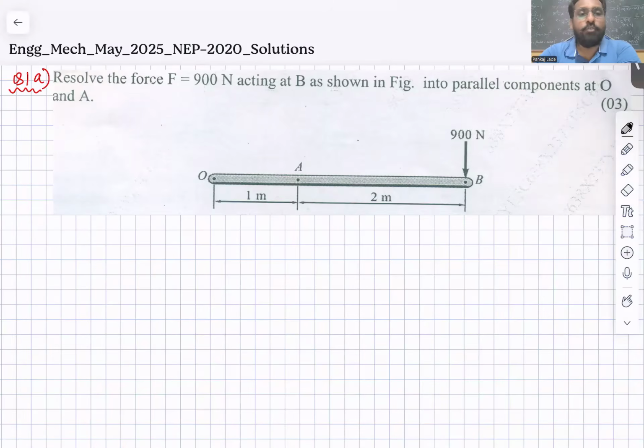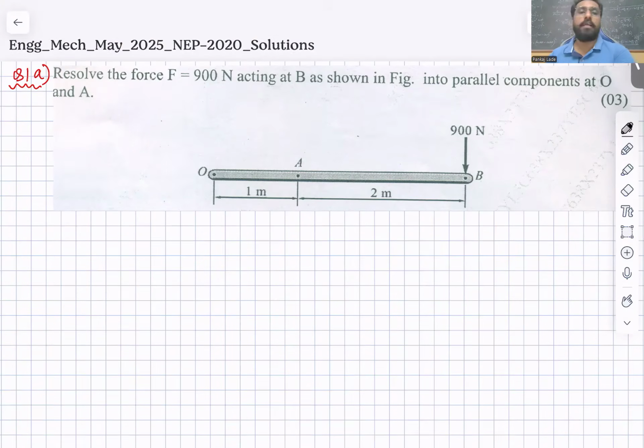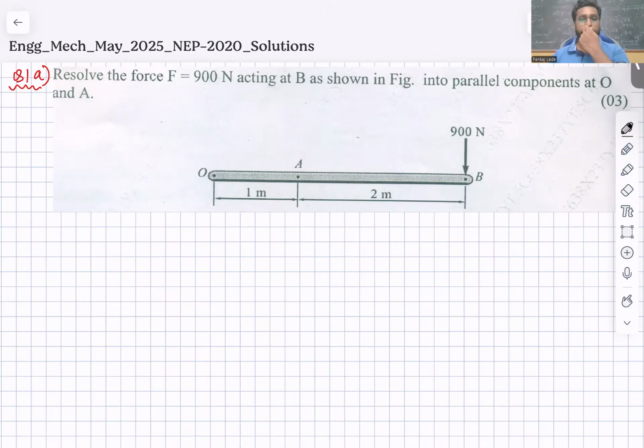So it says resolve the force F 900 Newton acting at point B. Okay, you can see that the beam or the member has a 900 Newton force acting at point B, and you want to resolve it into parallel components. One is acting at point O and the other is acting at point A. So you want to resolve this 900 Newton force into two different components. One should be acting at point A, one should be acting at point O.